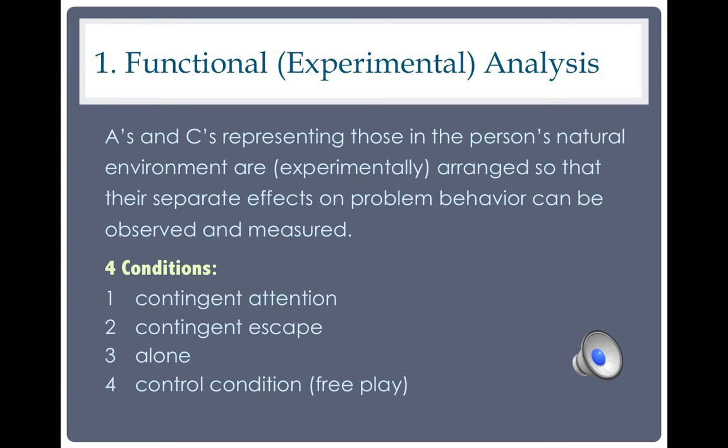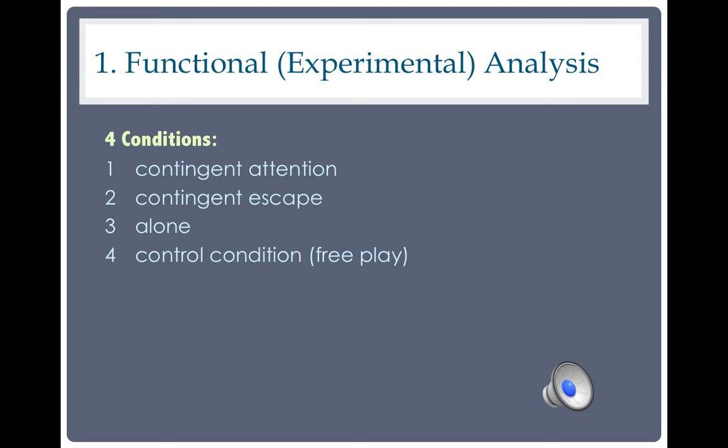The four conditions usually used in a functional analysis include contingent attention, contingent escape, alone, and a free play control condition in which the subject has non-contingent access to reinforcing objects and attention. The conditions are presented systematically, one at a time, and in an alternating sequence to identify which conditions predictably result in problem behavior. Now I will briefly describe each of the conditions and how they can help to make hypotheses about the function of problem behaviors.